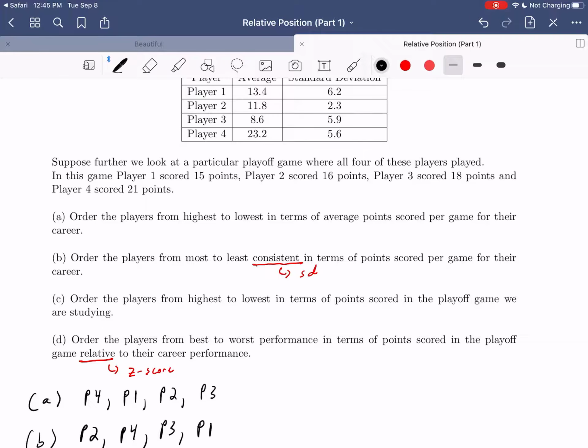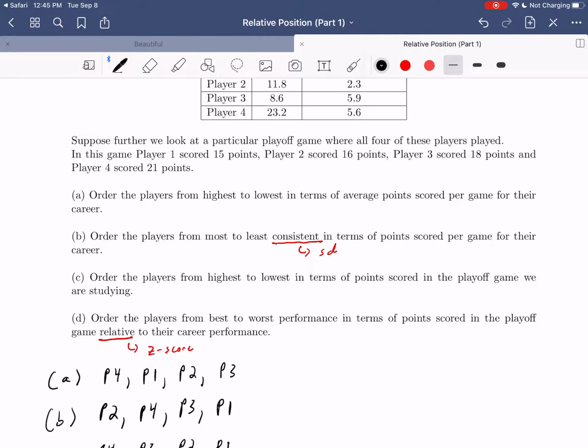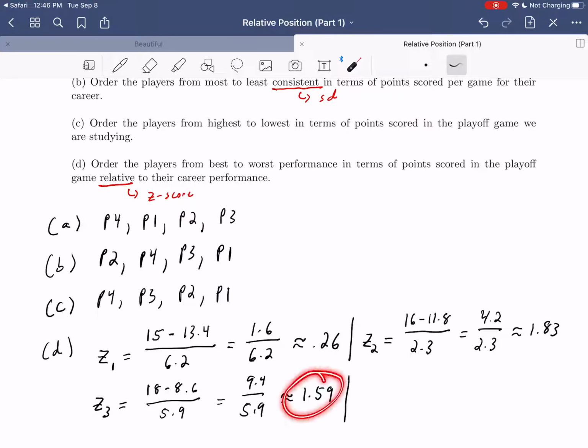All right, for Z3, which would be for player 3. Remember, player 3 had an average of 8.6 and a standard deviation of 5.9. So we'll take the 18 there, 18 minus 8.6, and divided by 5.9. So 18 minus 8.6, they were 9.4 points above their average, divided by 5.9. And we see that that comes out as about 1.59. So they were a little over 1.5 standard deviations above their average.